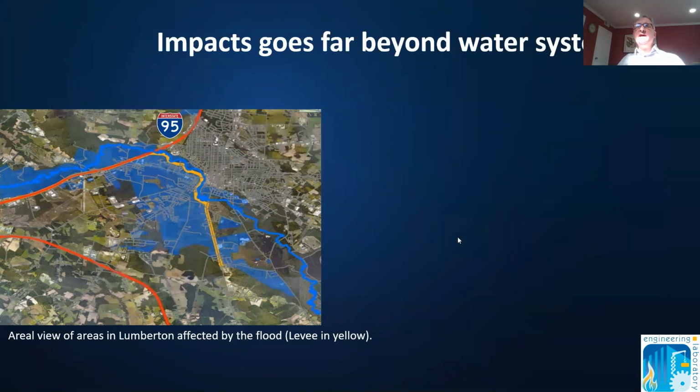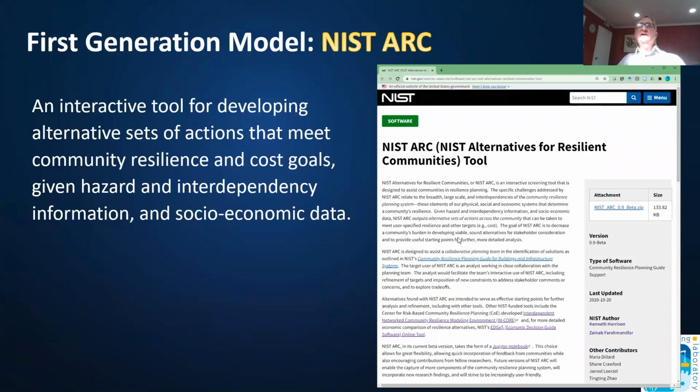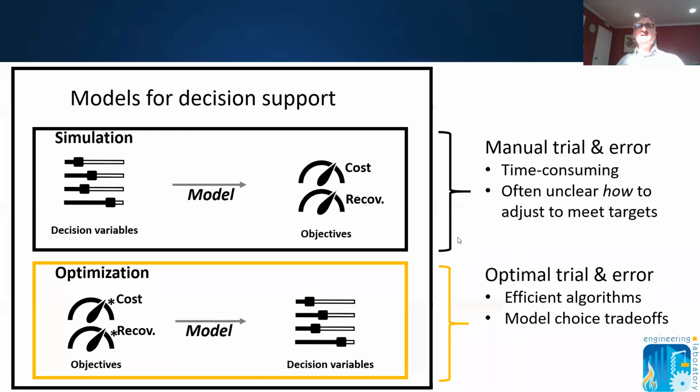So a lot of impacts in Lumberton, and of course business impacts. The transportation system was evident from that earlier picture. So back to the model, how do we tackle the problem of community resilience? There are a lot of involved systems. It's complicated. So just to back up, what kinds of models can you contemplate for supporting decisions?